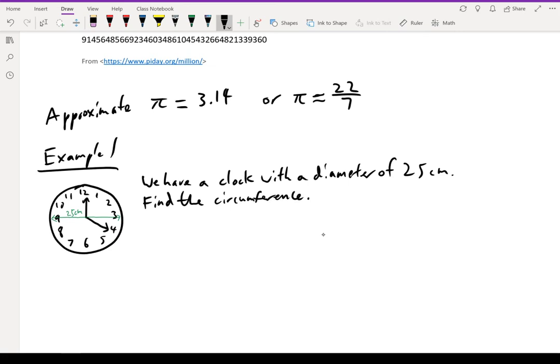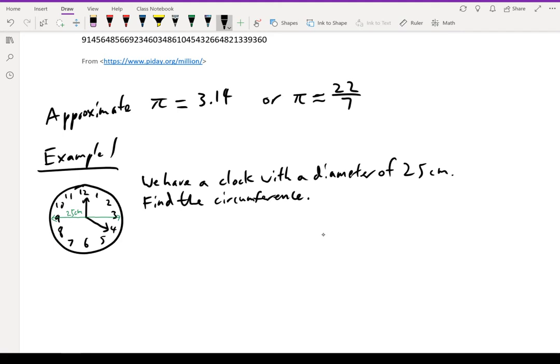Why would we want to find a circumference? Maybe we want to decorate the edge of the clock with some tinsels or some color tape. I don't know, but we have to find the circumference. So how do we find the circumference?